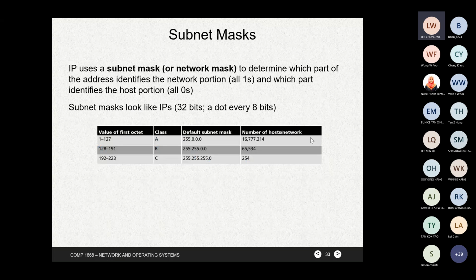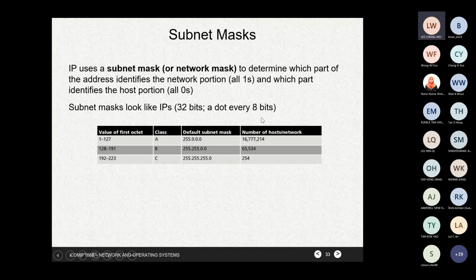Maybe not very detailed, because subnet mask is much more detailed than the IP address itself. IP uses a subnet mask, or what we call network mask, to determine which part of the address identifies the network portion, all ones, and which part identifies the host portion, all zeros. We need to identify which network that subnet mask belongs to or which network the host belongs to. Subnet mask looks like IP, 32 bits, a dot every 8 bits. Quite similar, but the ranges are different.